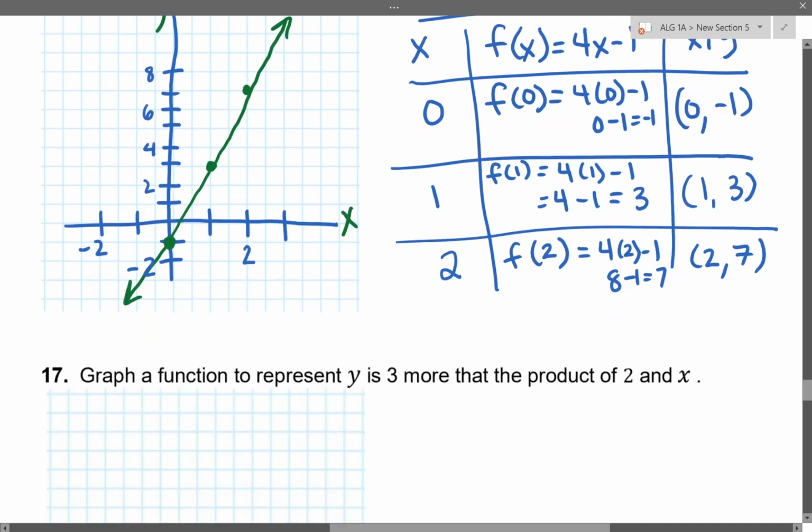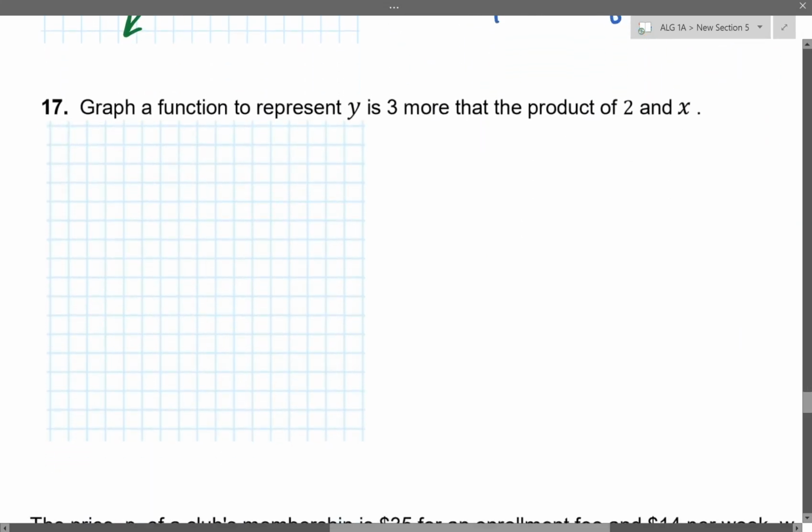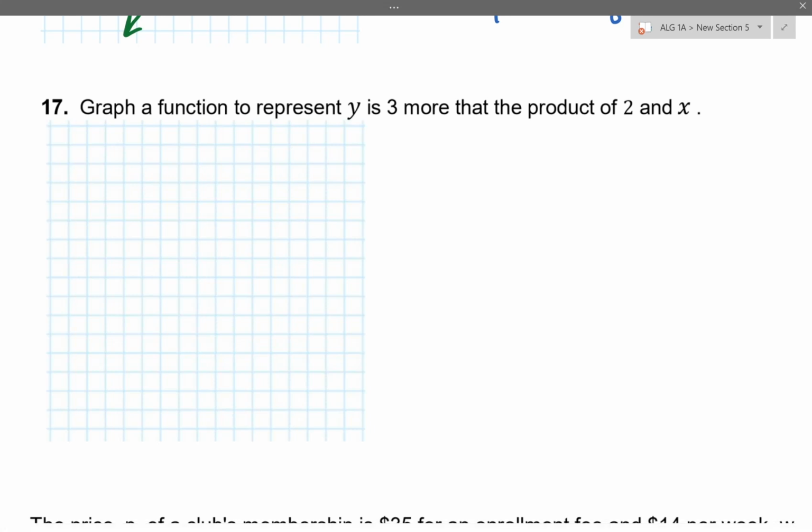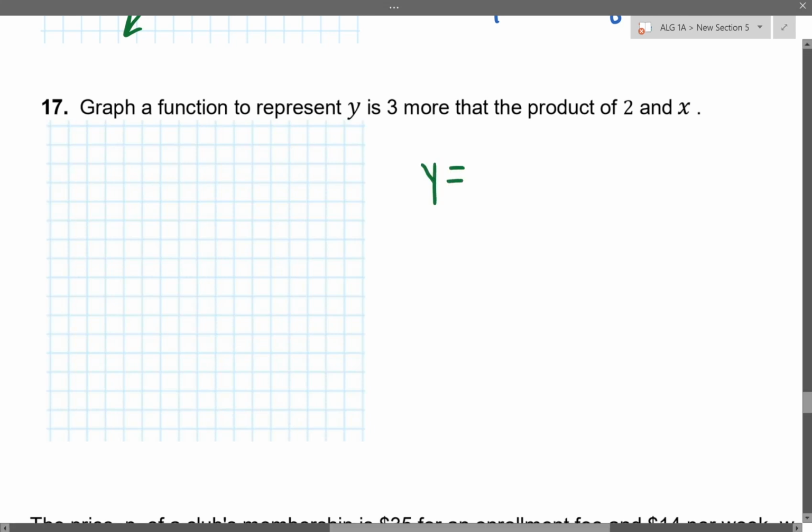Alright, let's go to 17, sorry. Graph a function to represent y is more than the product of 2 and x. Y equals 3 more, so 3 more is plus 2 times x. Y is 3 more, so 3 more, which is 3 plus. The product means multiply, 2 and x.